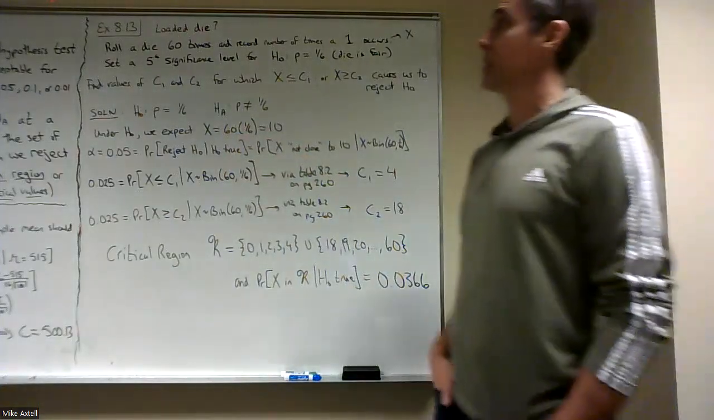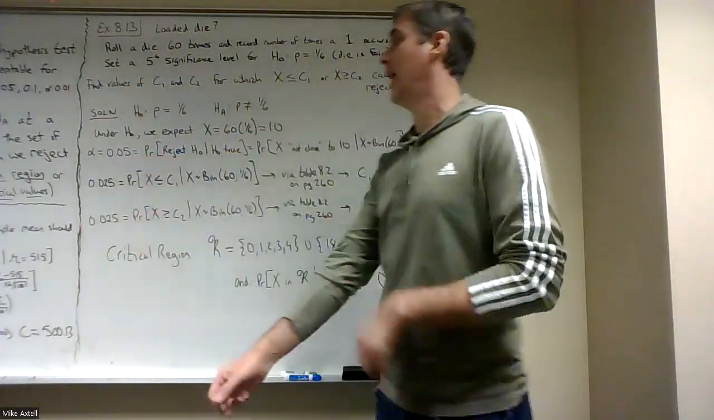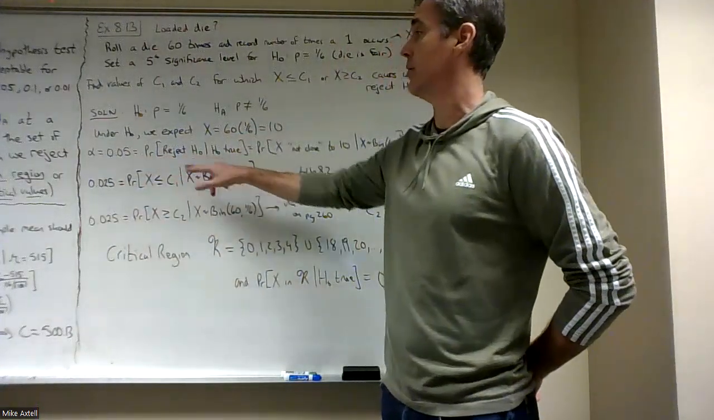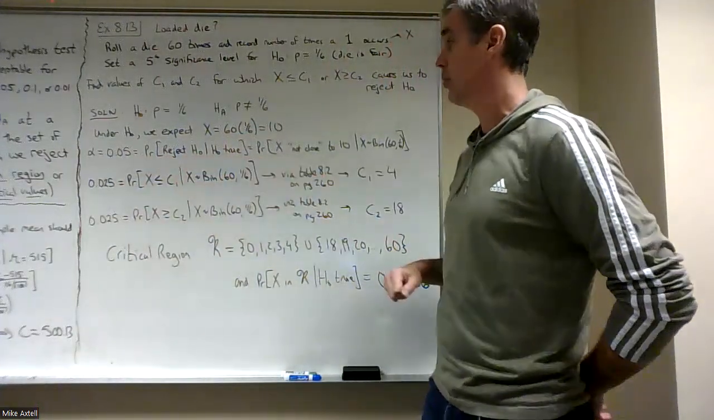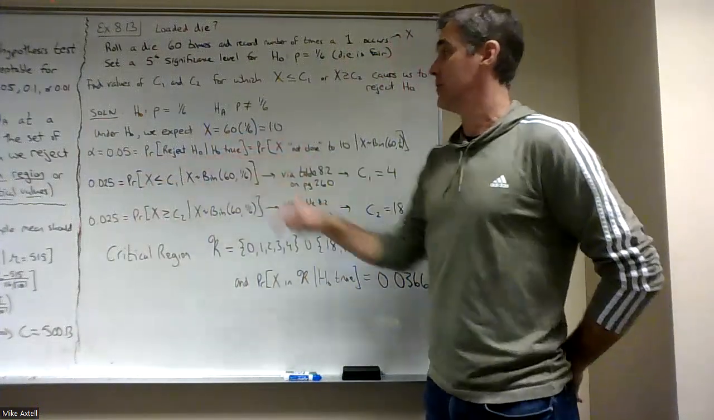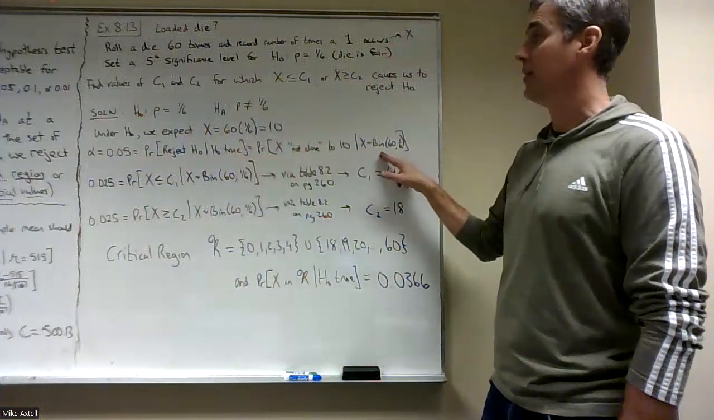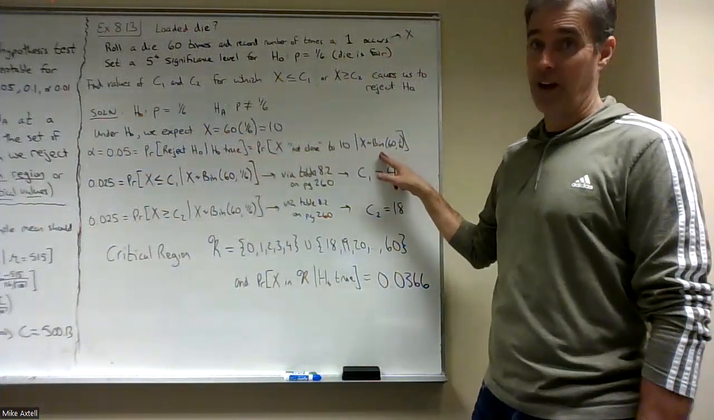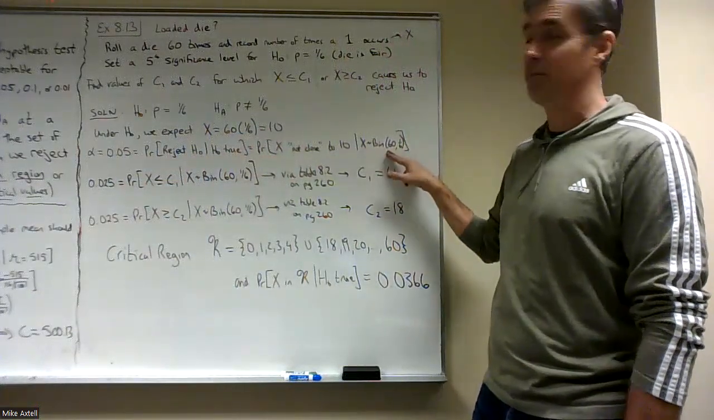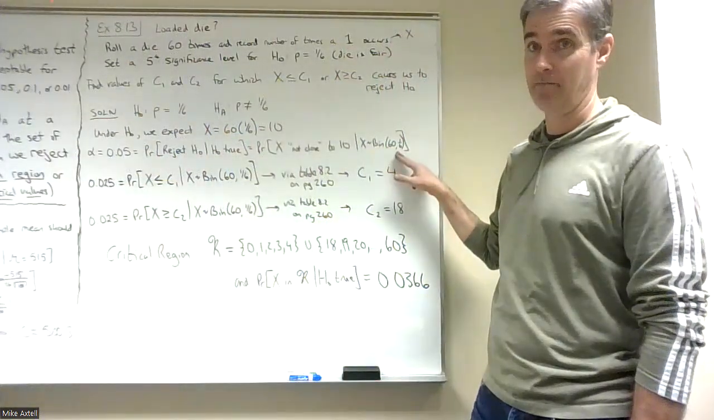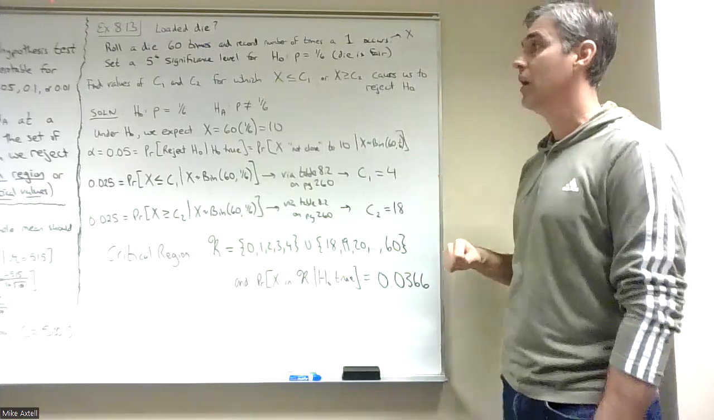I have set my significance level alpha to be 0.05. By definition, that's the probability I reject H sub 0 when H sub 0 is true. I reject H sub 0 when X is not close to 10, given that the die is fair, which means that X really is binomially distributed with 60 trials and probability of success 1/6 each time. So there's my null hypothesis.